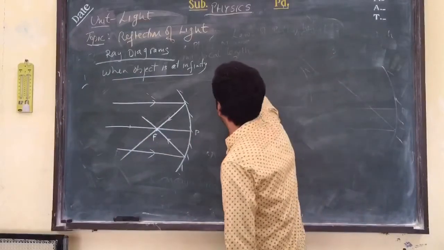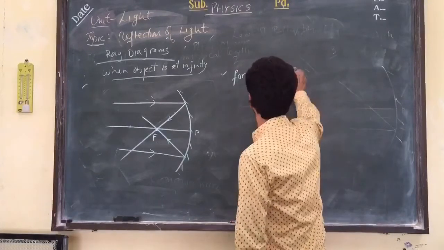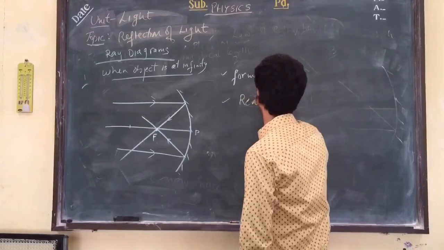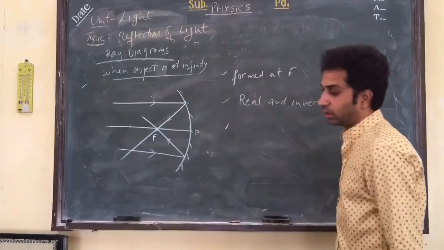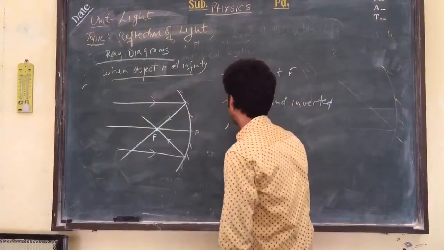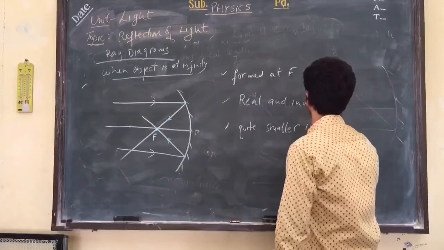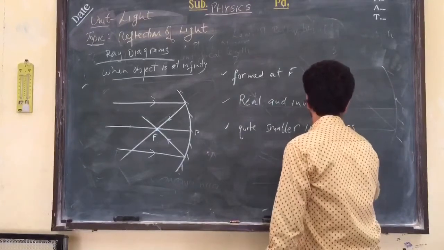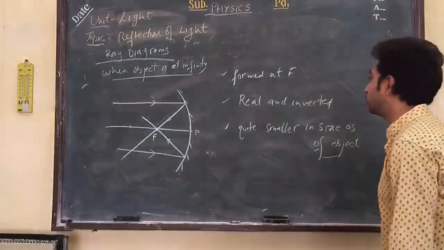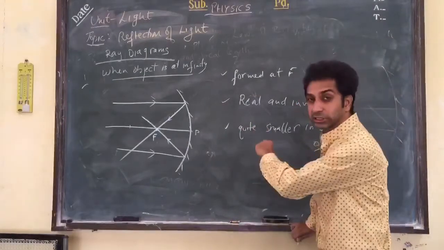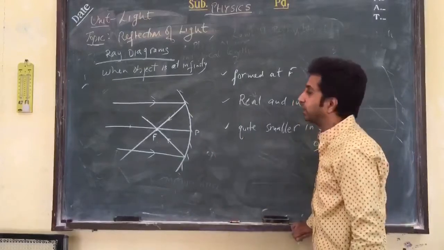So the properties of the image formed at the principal focus can be framed as: real and inverted. Second point, and third point, the image is quite smaller in size as compared to the object. So these are the various characteristics of the image formed for an object placed at infinity.